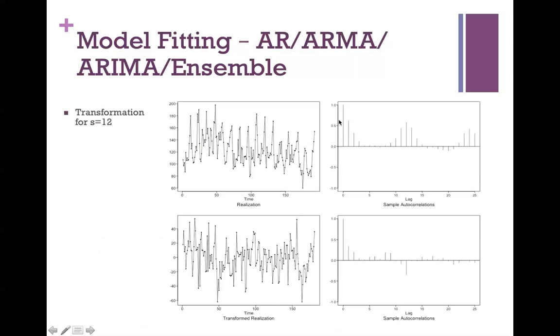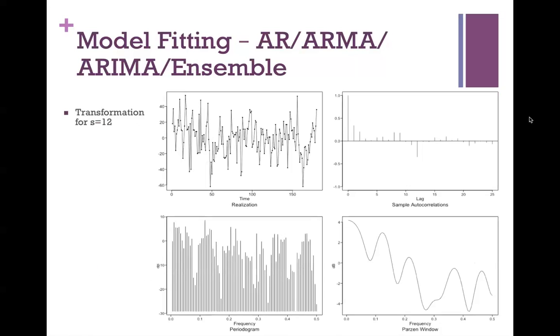So this is a transformation removing that S equals 12 component. The top is the original, and the bottom is after the transformation. And this is the same S equals 12 component, but it's the plots for it. So now I can see the spectral density in the bottom right, which still has those varying peaks as we decrease, or as we go along the frequency.